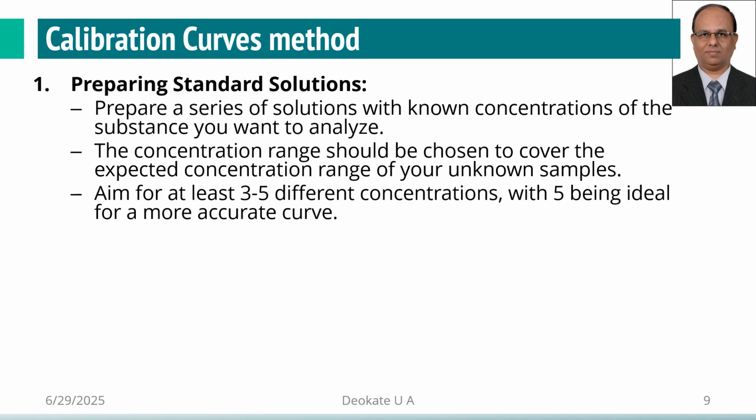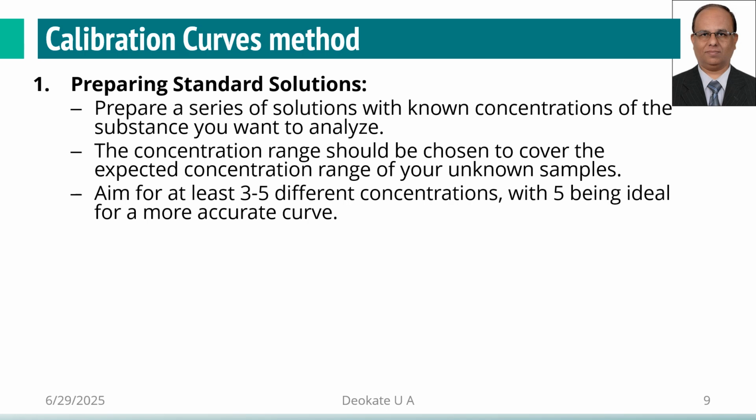The steps involved in the calibration graph method, calibration curve method: preparation of standard solution. Prepare a series of solutions with a known concentration of the substance you want to analyze. The concentration range should be chosen to cover the expected concentration range of your unknown sample. Whenever you are selecting the range, you have to be very careful that the absorbance should not be more than 1. If the absorbance you are getting is more than 1, you need to dilute your solutions, whether it is of standard or of your sample.